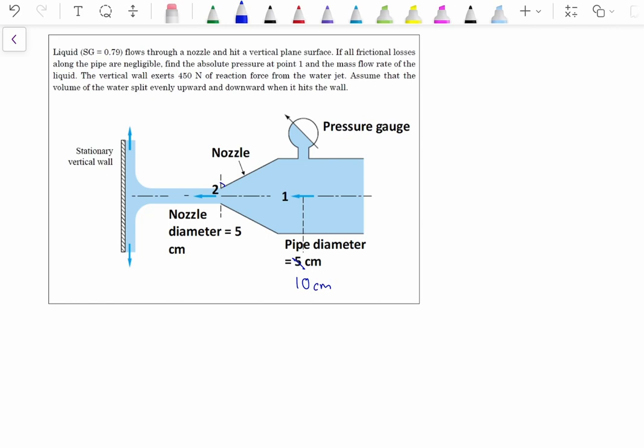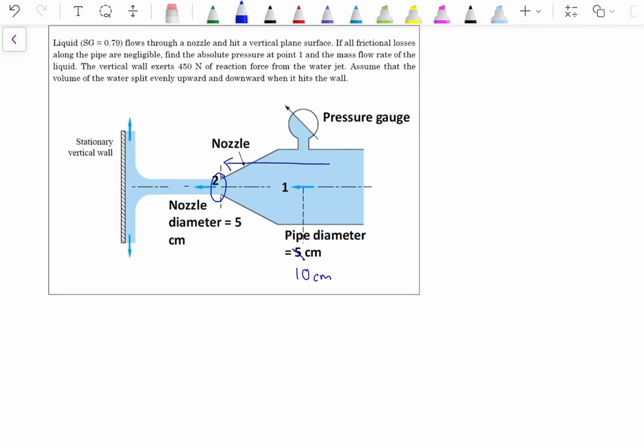The smallest part of the nozzle is 5 centimeter in diameter, and the water flows from point 1 to point 2 before it exits to the atmosphere. Okay, so after the water exits to the atmosphere, it hits a vertical stationary wall, meaning that this wall is not moving, so the water hits this wall. And then the question says that this is not water, it's liquid 0.79. Okay, it hit the wall.